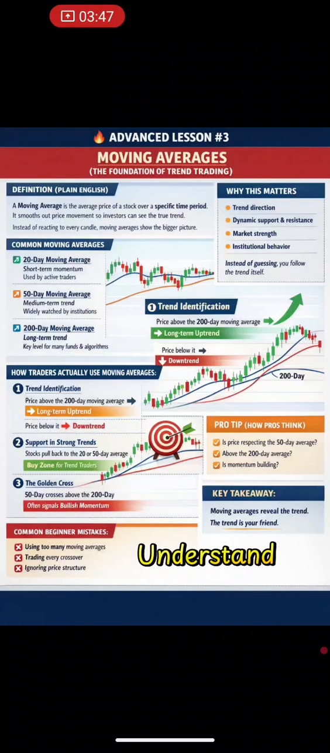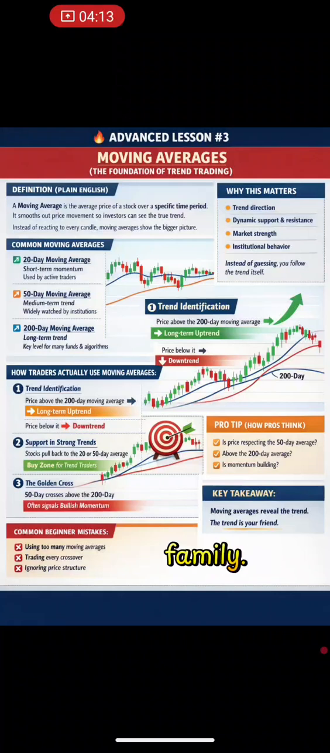Understand? How pros use this. Smart investors ask: is price respecting the 50-day moving average? Is the stock price above the 200-day moving average? Is momentum building near these levels? Talking about volume, right? When institutions defend moving averages, trends often continue. Understand that.